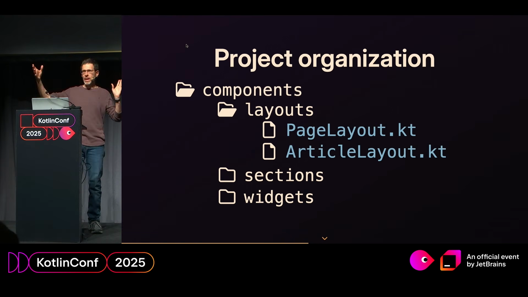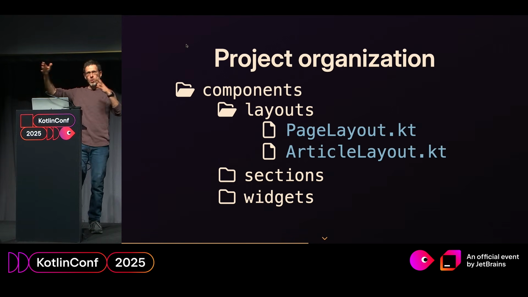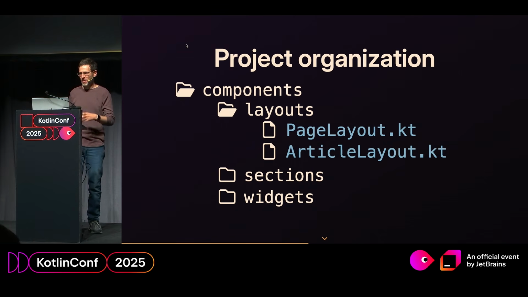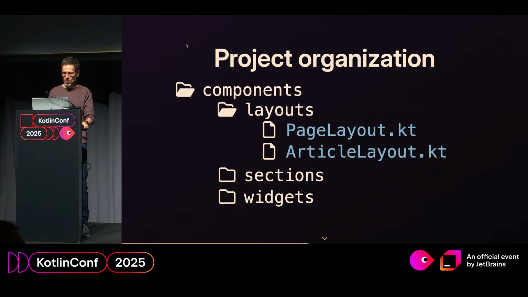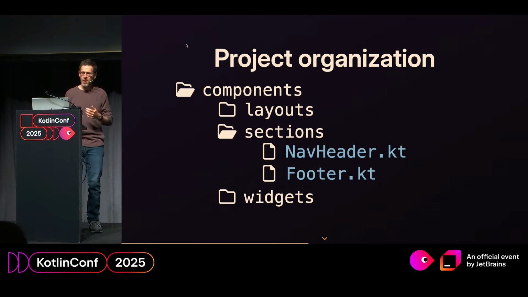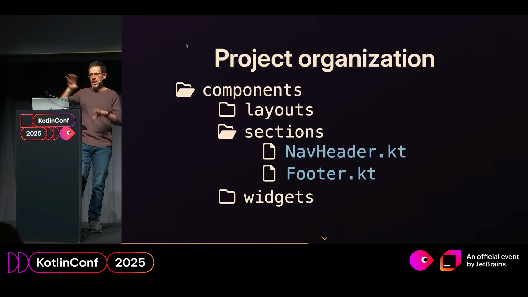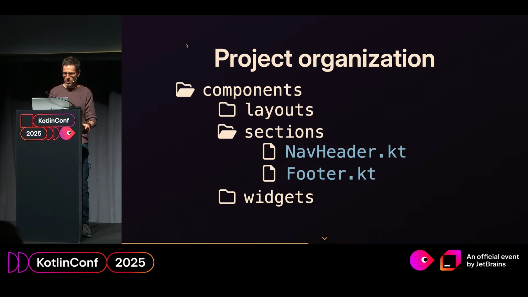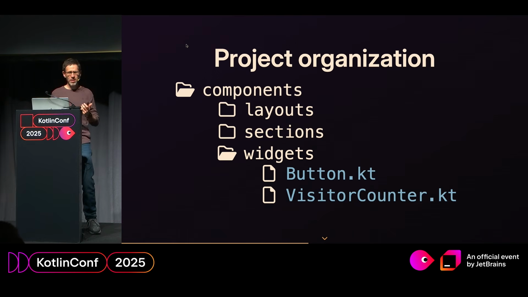Layouts are full page UI. You can imagine if you have multiple pages on your site, what are the common layouts for that? Those will go in here. But sometimes you're going to want to refactor out subparts of those layouts, and that's a really great place to put into sections. I think a nav header on the top of your site, the footer at the bottom, maybe a sidebar on the side. This is a really natural place for those composables. And then I think widgets is pretty self-explanatory.